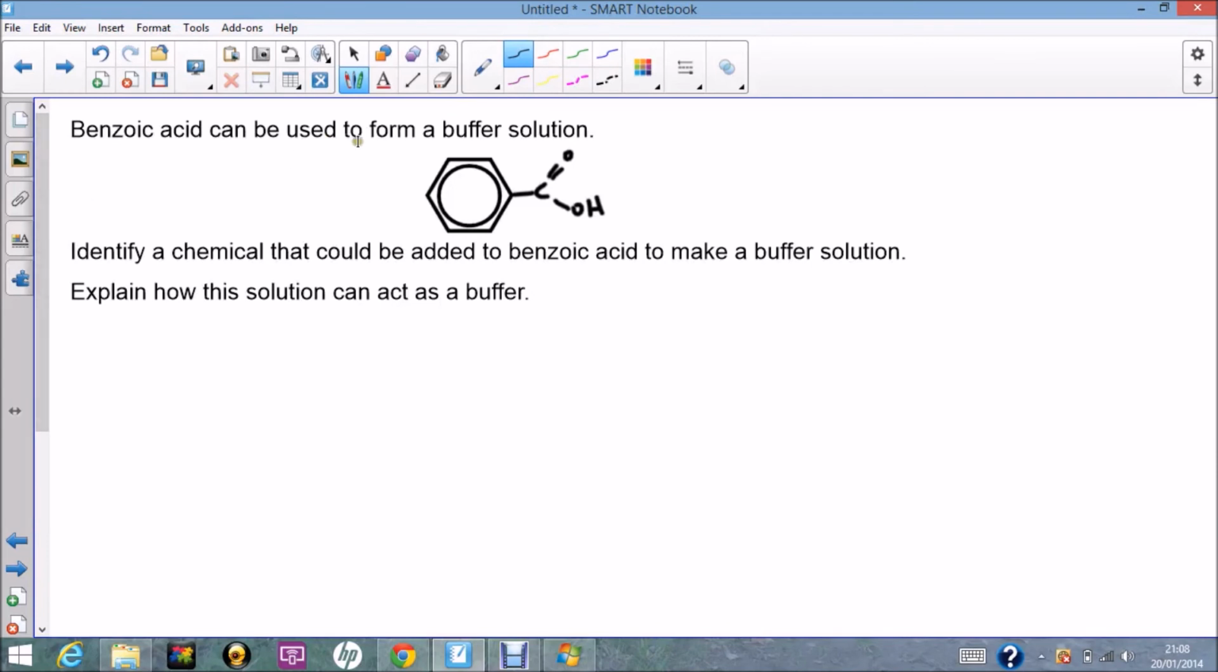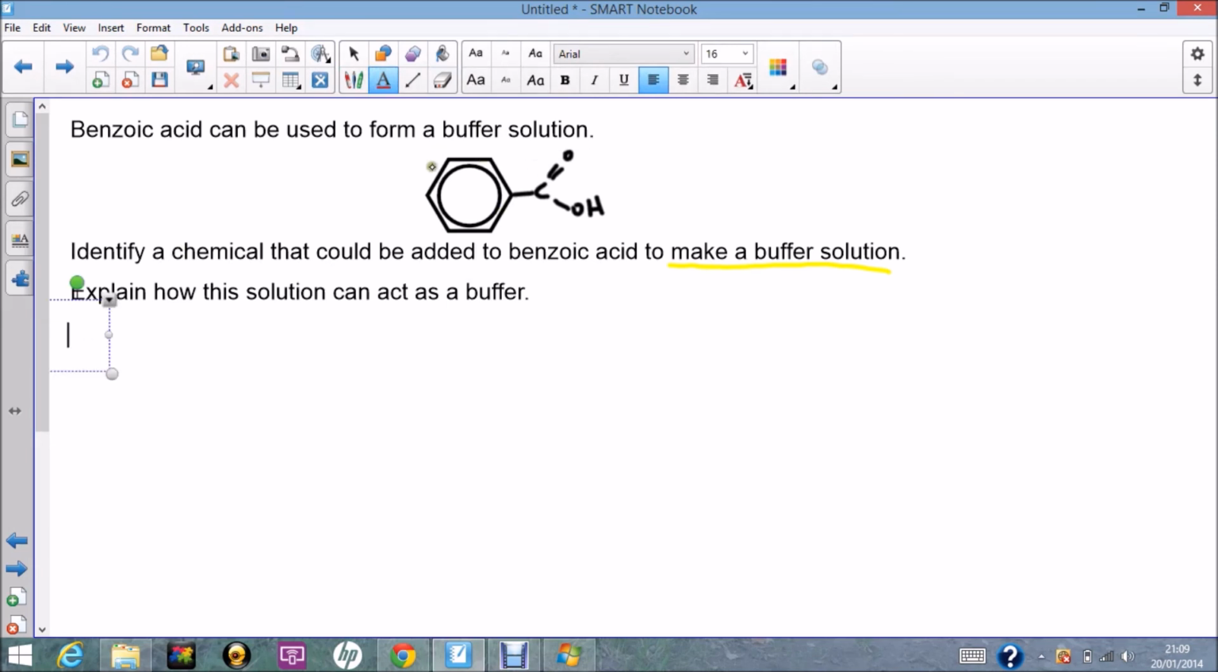In this example, we've got something slightly more tricky because we've got benzoic acid. It says the same thing, so it says identify a chemical that could be added to benzoic acid to make a buffer solution. So this is talking about making a buffer solution, which we should recognise from our earlier questions, and then explain how this solution can act as a buffer. So this question hasn't asked us for our definition. It wouldn't matter if you put it in there, just to follow your exam technique, but I'm going to leave it out for now. So I'm going to start off with a chemical that could be added.